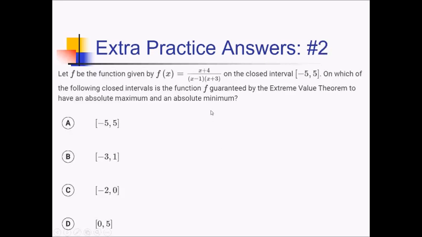For this problem, we're given this f function, x plus 4 over x minus 1 times x plus 3, and the closed interval negative 5 to 5. We want to know on which of these closed intervals this function is guaranteed by the EVT, the Extreme Value Theorem, to have an absolute max and min. Just to review, the EVT says you're guaranteed to have absolute extrema if you have a continuous function on a closed interval. So we've got a closed interval, and it's really the continuity that's an issue. We have discontinuities for this function at x equals 1 and negative 3 because those zero out your denominator.